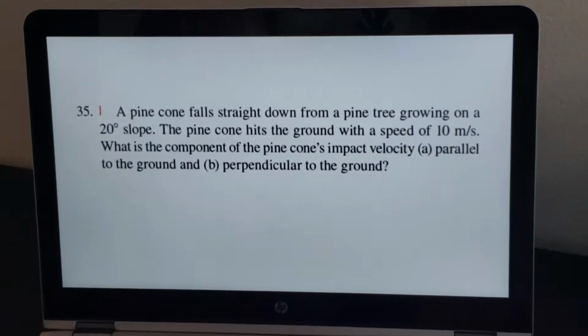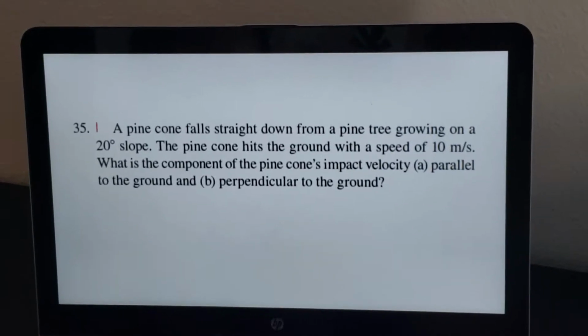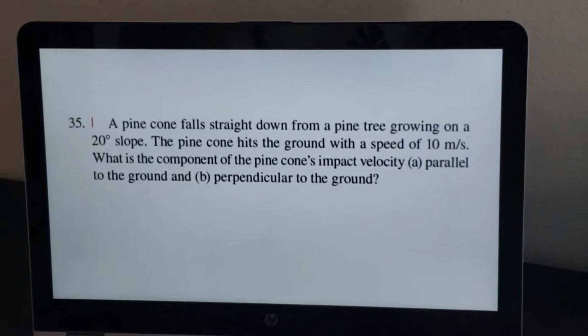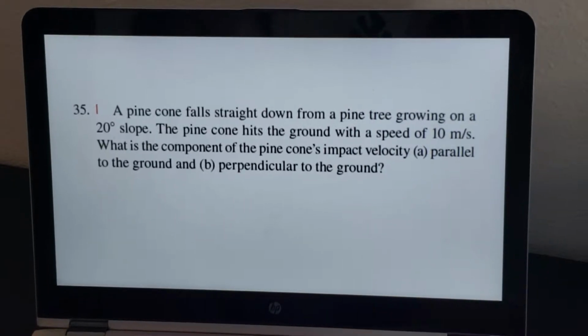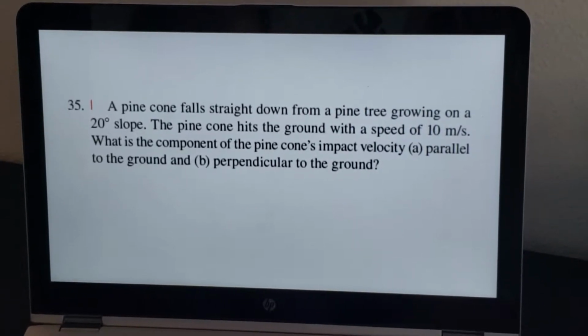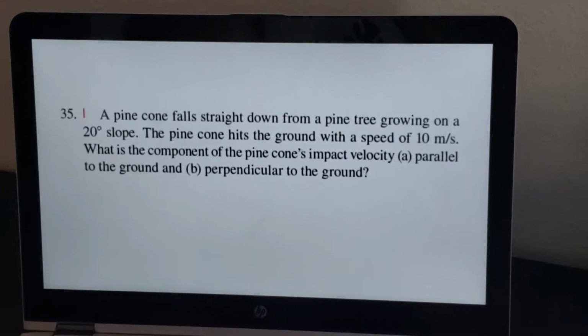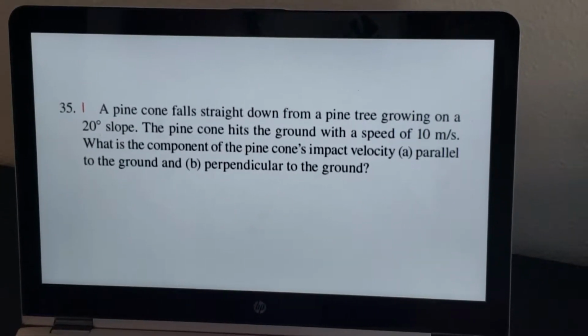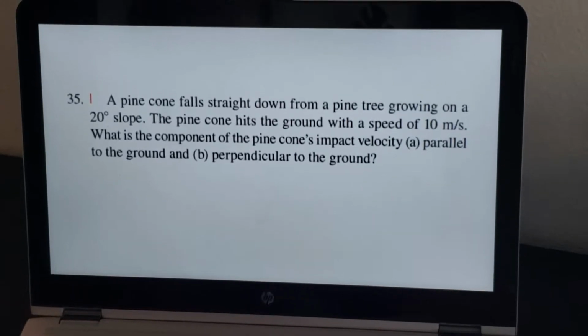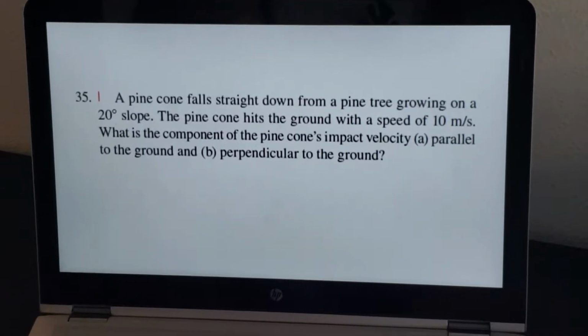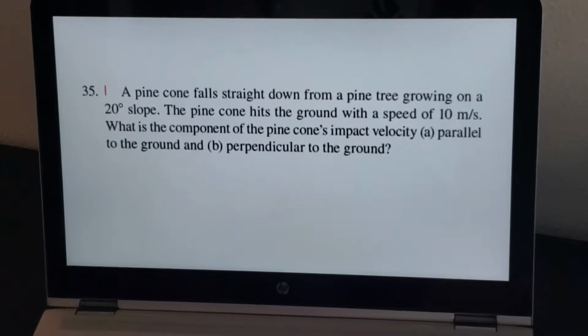Today I'm going to be working with chapter 3, number 35. The question says, a pine cone falls straight down from a pine tree growing on a 20-degree slope. The pine cone hits the ground with a speed of 10 meters per second. What is the component of the pine's impact velocity? A, parallel to the ground. B, perpendicular to the ground.